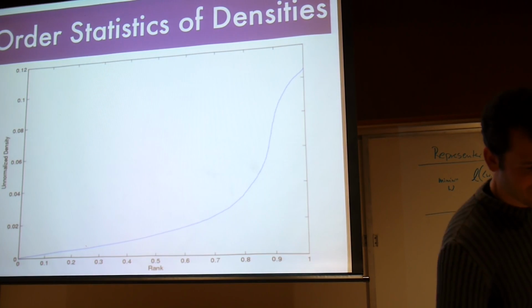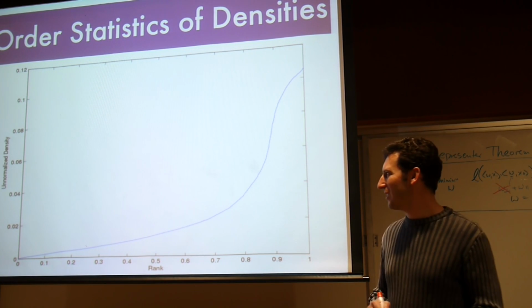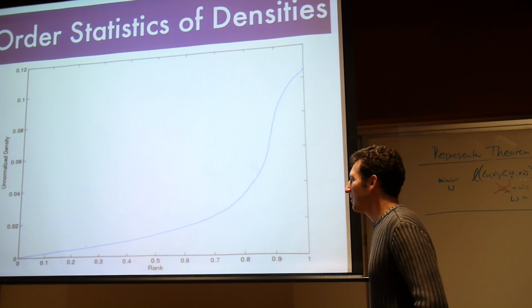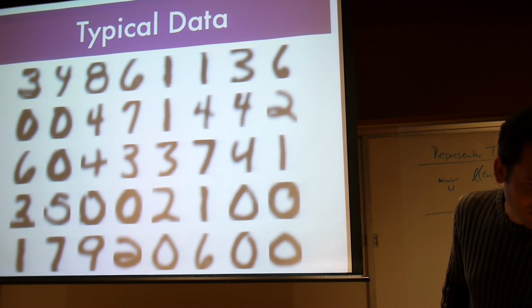If you look at some data statistics, just the unnormalized density, and actually this should be more of a straight line, but anyway, here's what you get for typical data on handwritten digits.